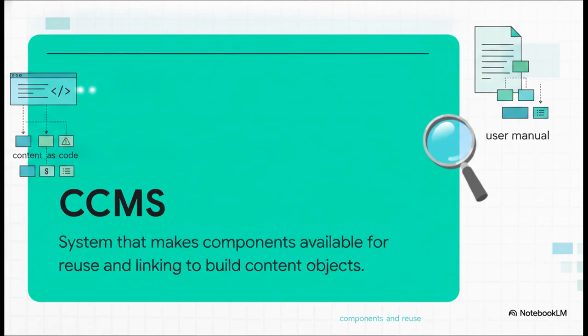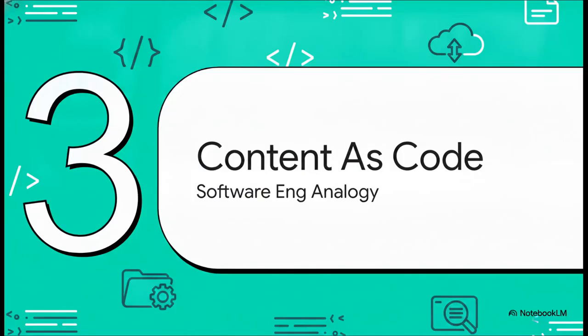It fundamentally takes these large monolithic documents and deconstructs them into individually managed, discrete parts. It's kind of like a giant box of Legos. You aren't managing a user manual as one giant file anymore. You are independently managing the specific paragraphs, warnings, and lists that are assembled together to actually build that manual. Which brings us perfectly to Section 3, treating content as code and the software engineering analogy.